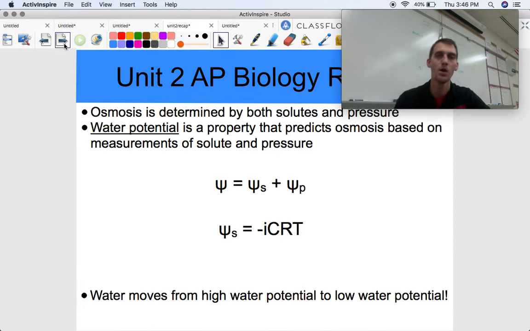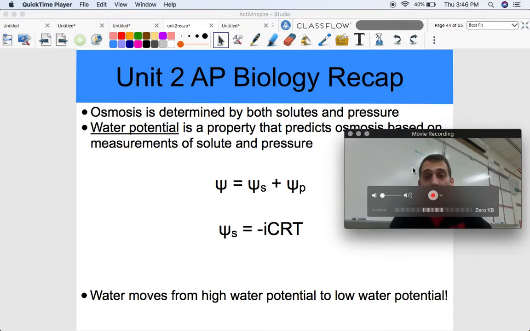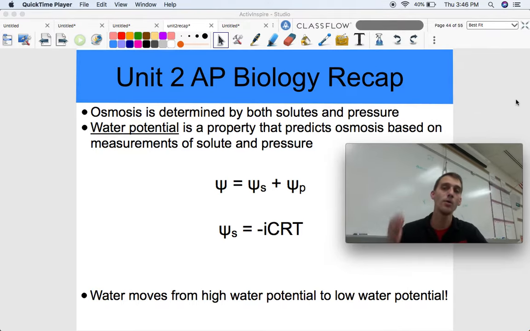That's what you want. Now, the second part of 2.8 is about water potential. Osmosis is determined not only by solute concentration, I lied to you a little bit, it's determined by pressure too. Water potential is a property that predicts osmosis based on both solute and pressure. Here is the formula for how to calculate water potential. This is the Greek letter psi. Water potential equals solute potential plus pressure potential.